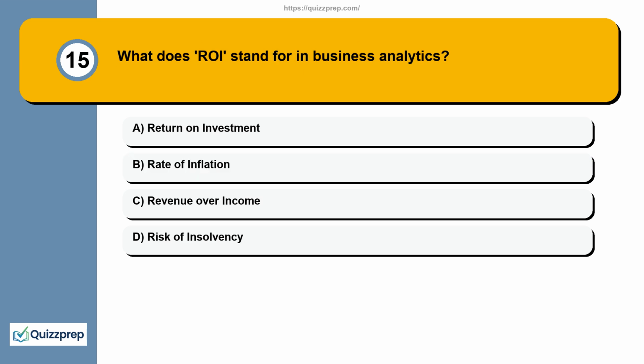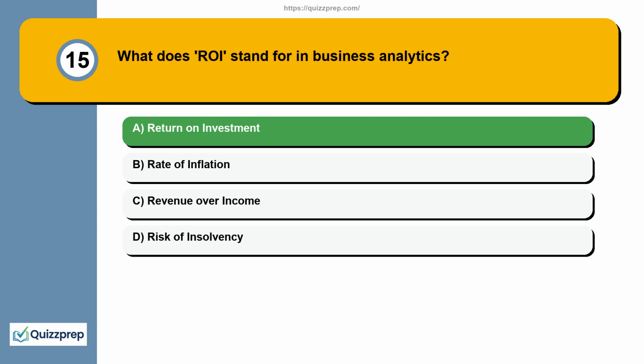Question 15. What does ROI stand for in business analytics? Here are your options. Option A. Return on investment. Option B. Rate of inflation. Option C. Revenue over income. Option D. Risk of insolvency.